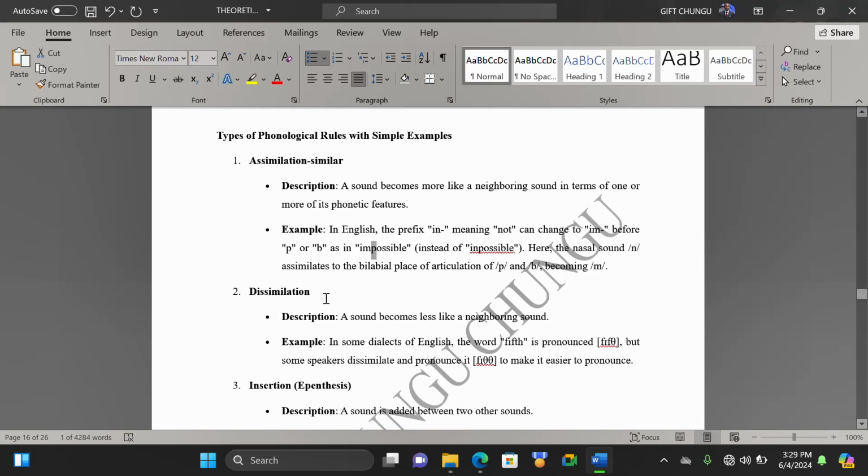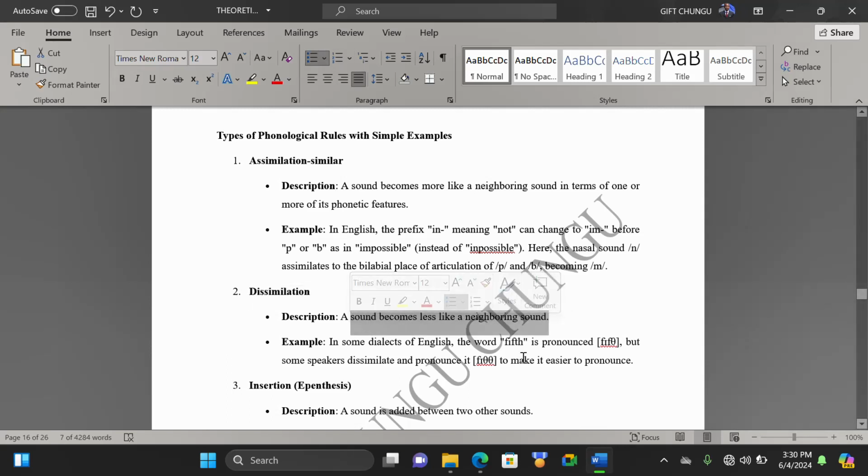And then the second one is what we call dissimilation. When we are looking at dissimilation, a sound becomes less like a neighboring sound. This means different. When we are saying this, we are contrasting, meaning they should be different. So a sound becomes less like a neighboring sound.